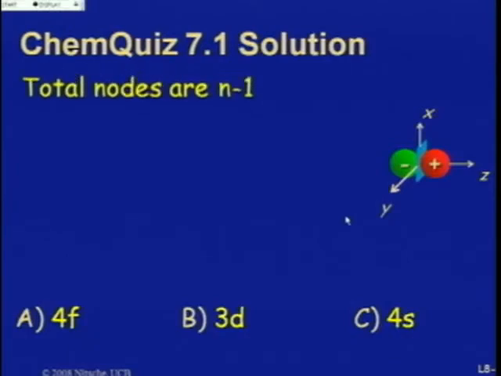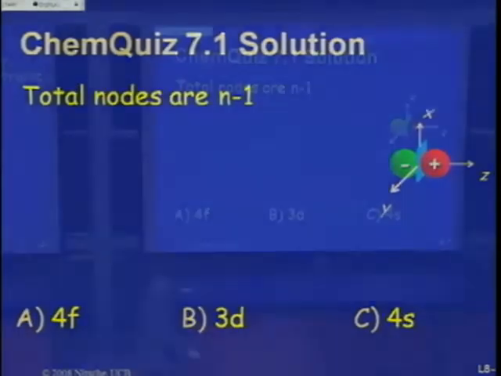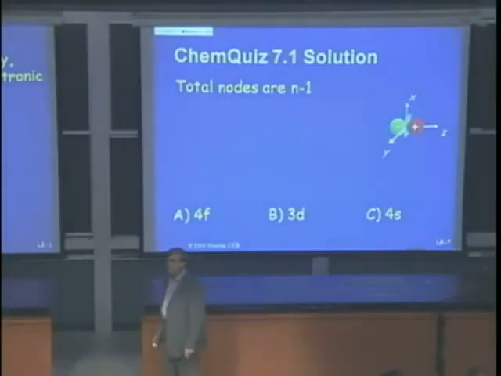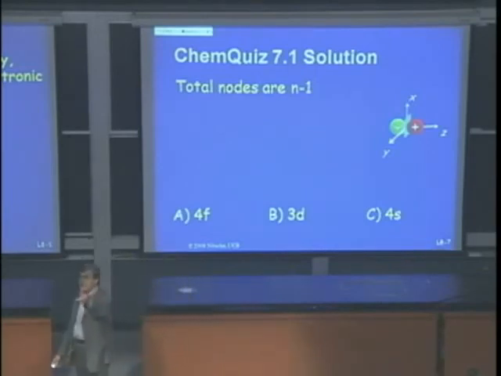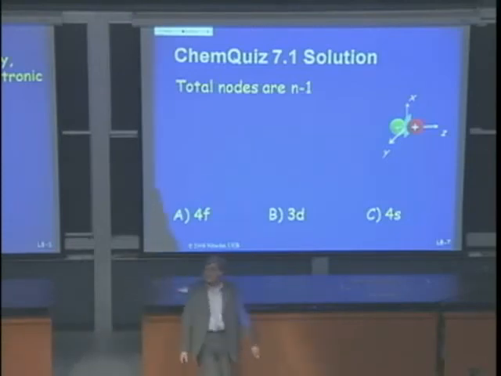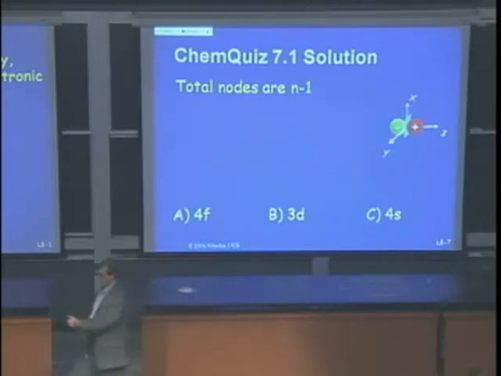So what is 4f? What's the number of total nodes? N minus 1, n is 4, n minus 1 is 3. Total nodes is 3, okay? What's the quantum number for f? 0 is s, 1 is p, 2 is d, and 3 is f, okay? 3. So how many nodes did we say we have? 3. So that must be 3 what kind of nodes? Angular nodes, all right.